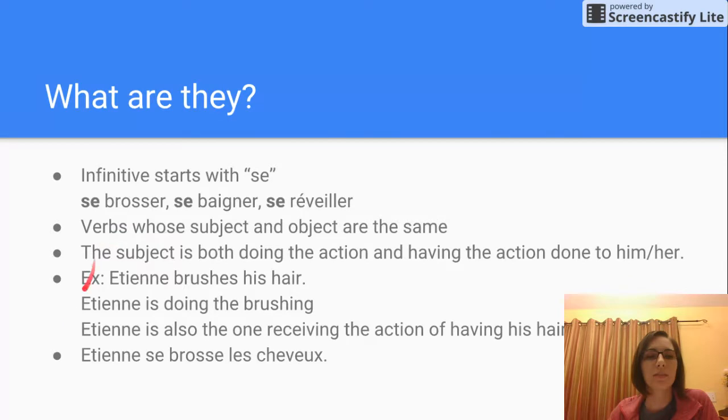If we look at this example, Etienne brushes his hair. Etienne is both doing the brushing as well as receiving the action of having his hair brushed. So this is a reflexive verb. In French, we would say Etienne se brosse les cheveux.